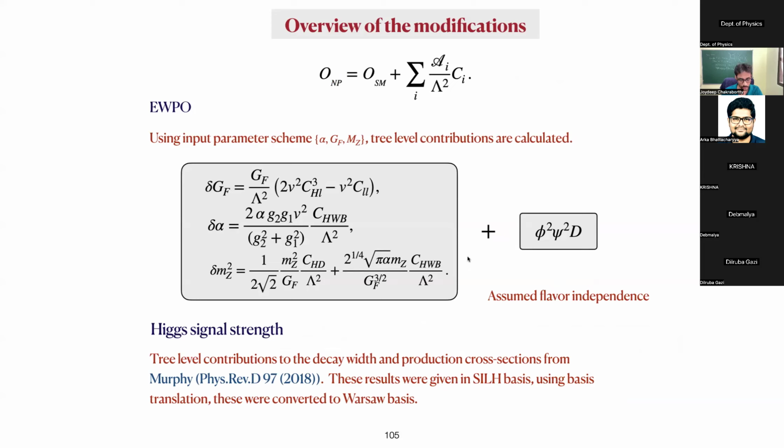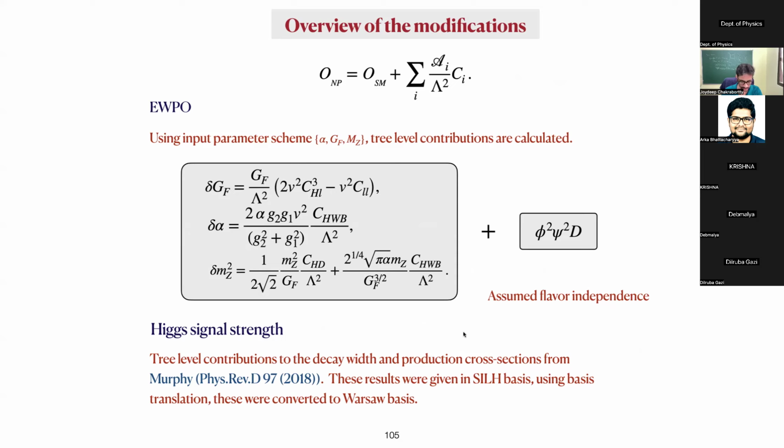And generally, when you talk about electroweak data, different input parameter schemes are used. But I'll be giving the idea about one of the parameter schemes, where you consider alpha, GF and MZ. Okay, the other tree-level calculations are included, and then they are modified in this particular format if you input the tree-level contribution from them. And then on top of them, you can add the Higgs signal strength, which is basically the tree-level contributions to the decay width and the production cross sections. What you can compute, and then results are given in some literature in an SILH basis.